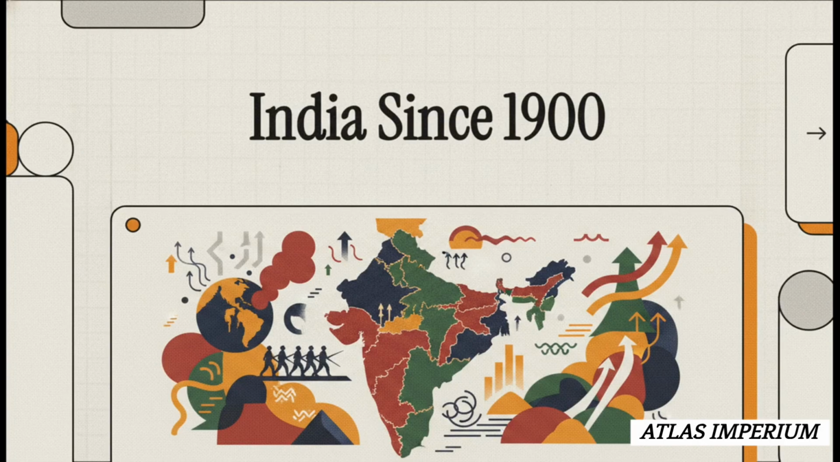Over the next few minutes, we're going to unpack a century of immense geopolitical transformation, really tracing the journey of the Indian subcontinent from the early 1900s all the way to the complex present day. And understanding this journey is absolutely vital to understanding today's global economy and the broader geopolitical landscape. It's a fascinating story of shifting borders, global conflicts, and this relentless pursuit of stability.